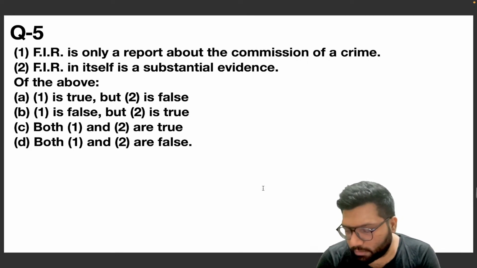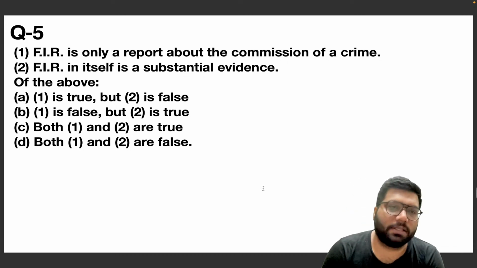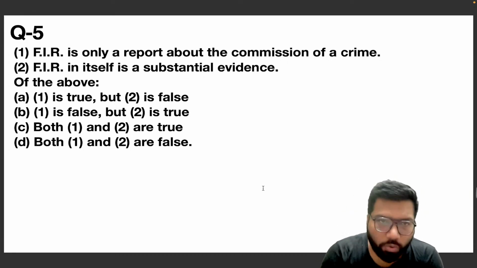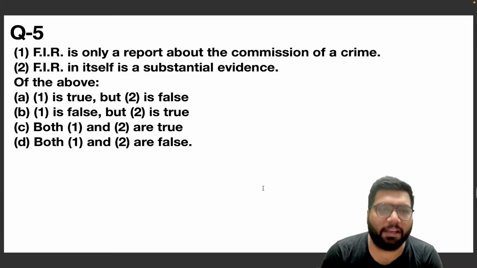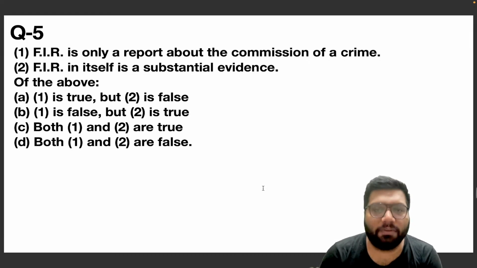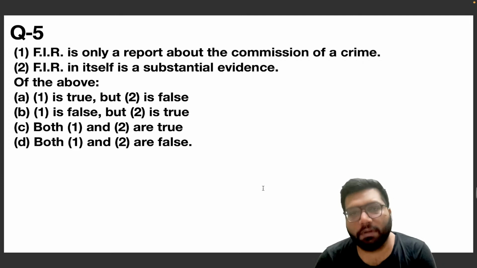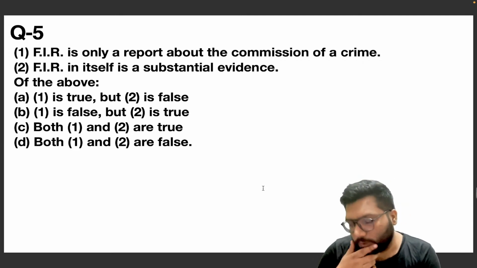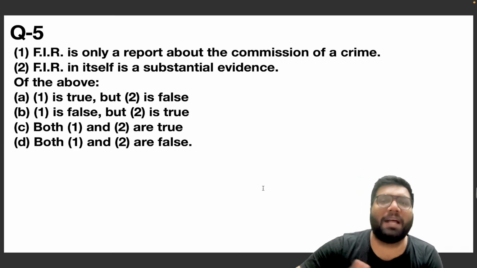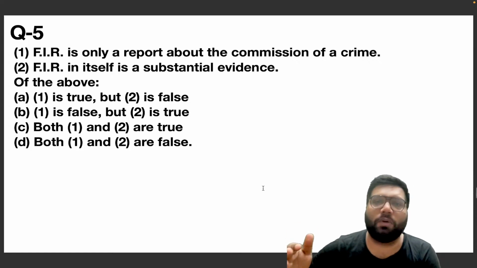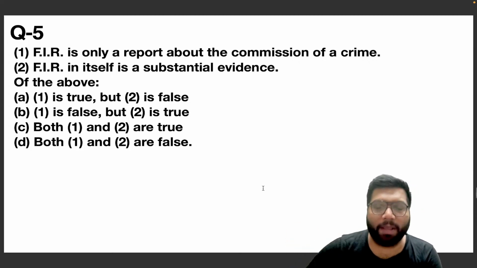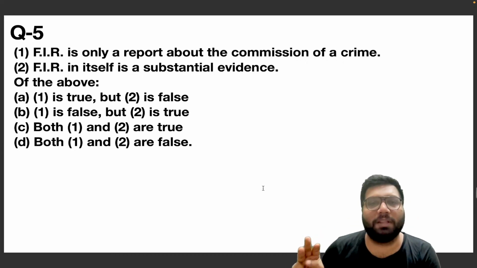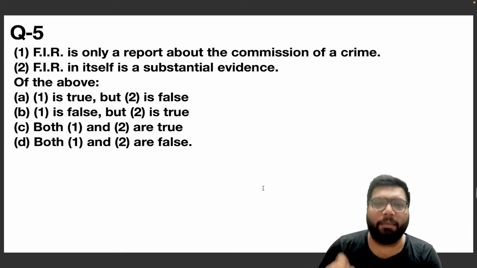Sunita, Mohit, and Ladli, top 3 students to answer correctly. The first statement is true, but the second one is false. FIR in itself is not a substantial piece of evidence. So that was it, students. The questions after this we will continue from here. I have already taken one class on criminal law. This was the second class, and tomorrow is going to be the last, final class on criminal law MCQs.